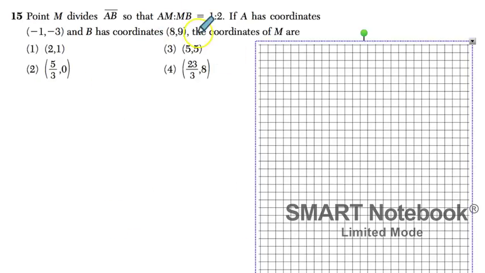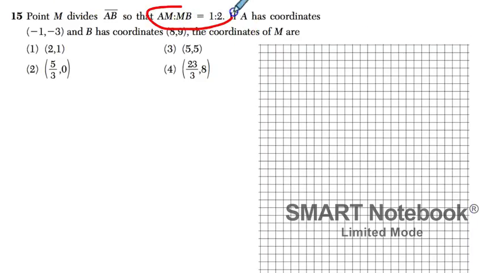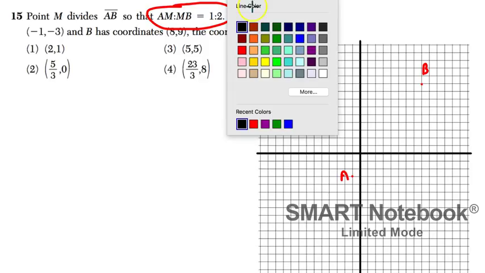Number 15, we've got the partitioning problems. We want to find a point on this line segment AB that divides it in a 1:2 ratio. They tell me that A has coordinates of -1, -3. So remember, that means I'm going to have to graph this thing so I can visualize what the answer is. So -1, -3 is A, and then 8, 9 is B. I'm going to connect those 2 points with a straight edge to make sure I get an accurate answer.